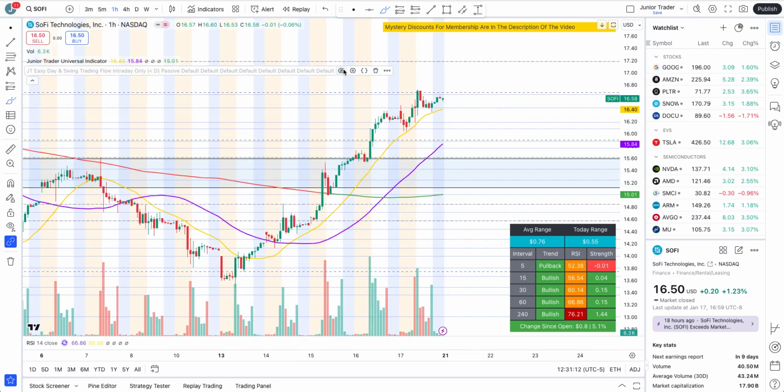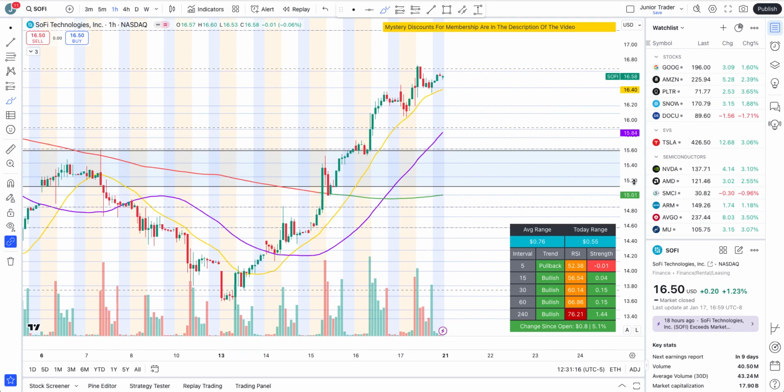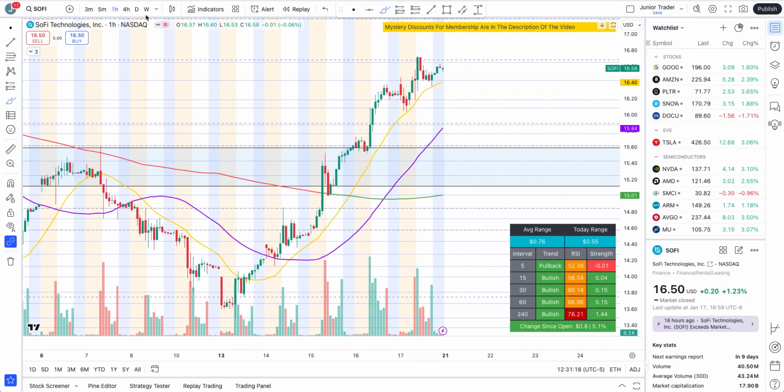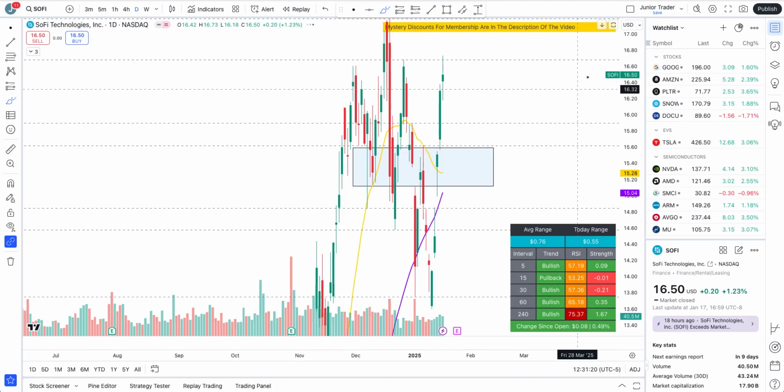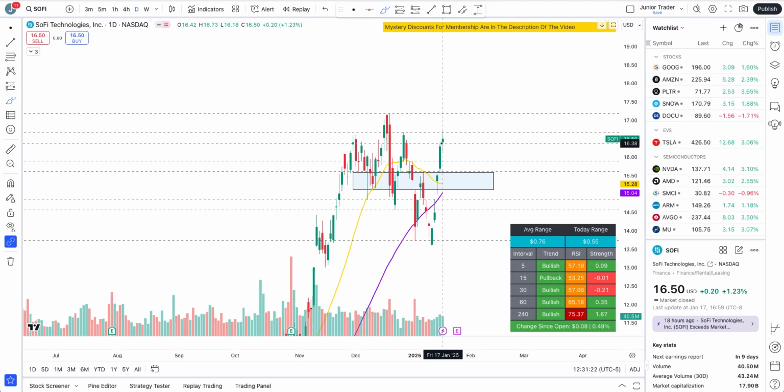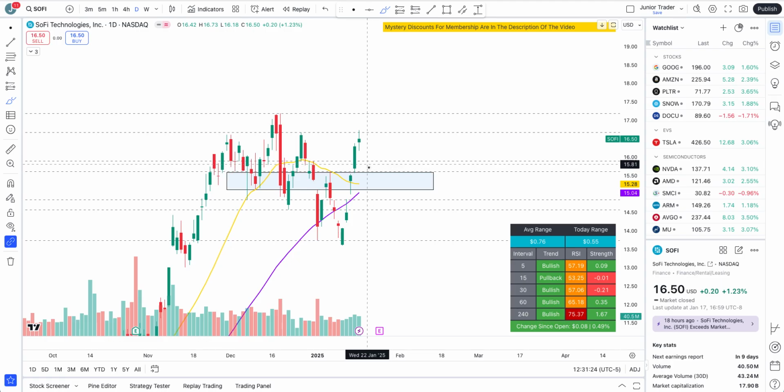Now, any pullback, even if, let's say, cool off starts to happen on the daily interval, right? So let's say we start to cool off, we start to see a sell off. Anything until above this blue box is just going to be a pullback. It's not going to turn bearish. This is a really good strong support. So what is this level?